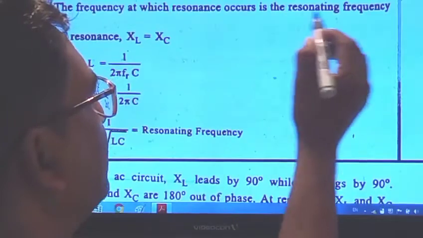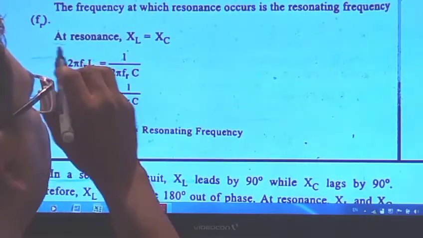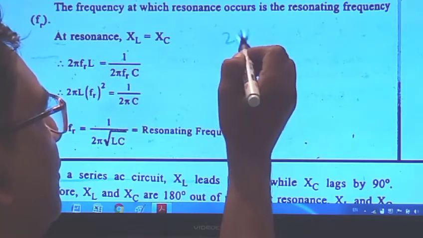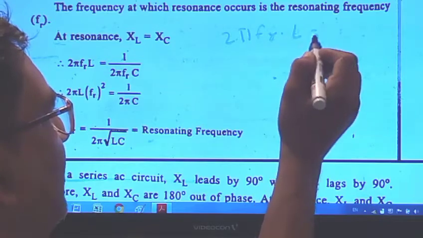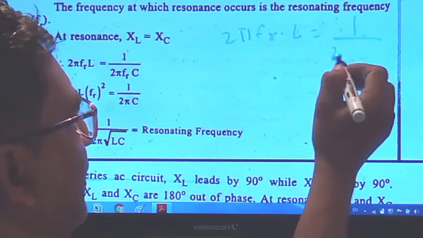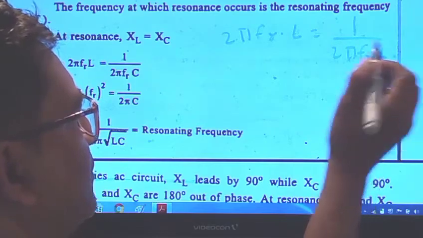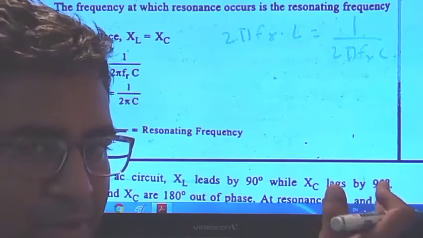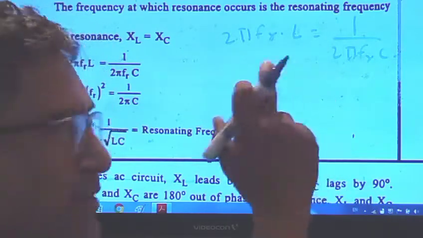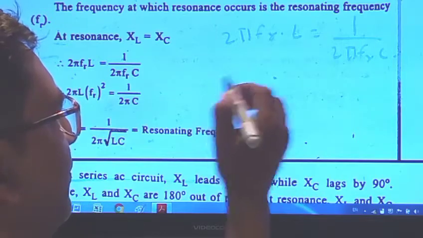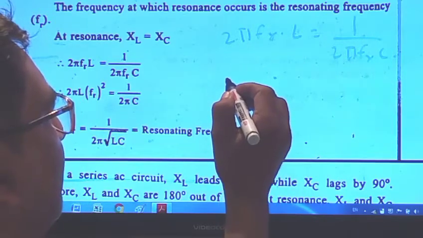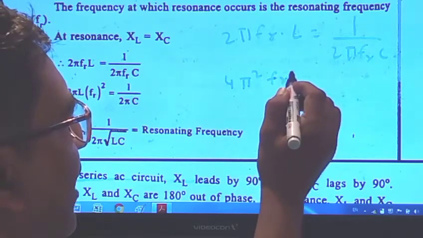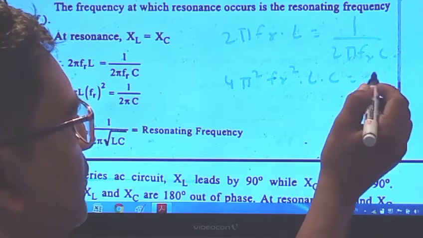The frequency at which resonance occurs is the resonant frequency, Fr. Since at resonance XL is equal to XC, we get 2 pi Fr into L equal to 1 upon 2 pi Fr into C. Now make a cross multiplication to find the resonant frequency Fr, and you will get 4 pi square Fr square L into C is equal to 1.